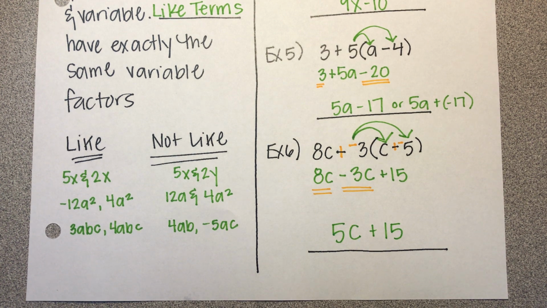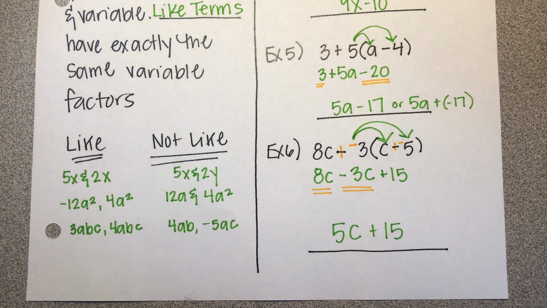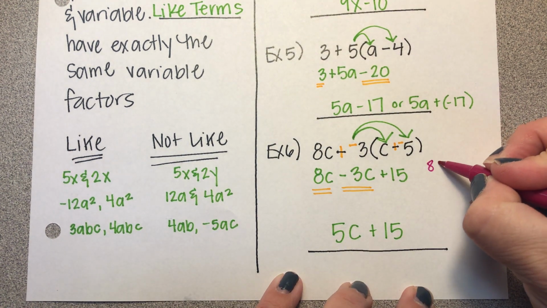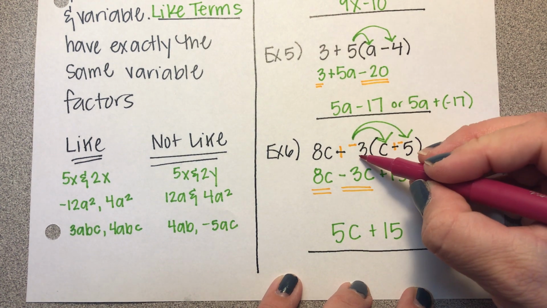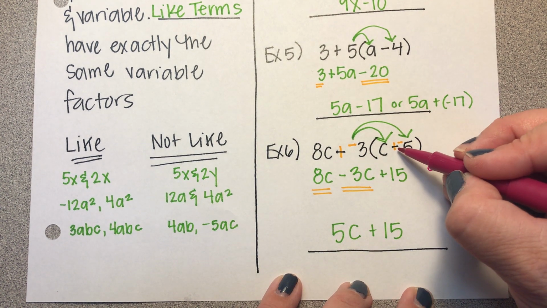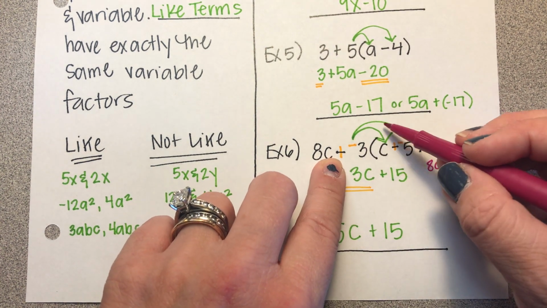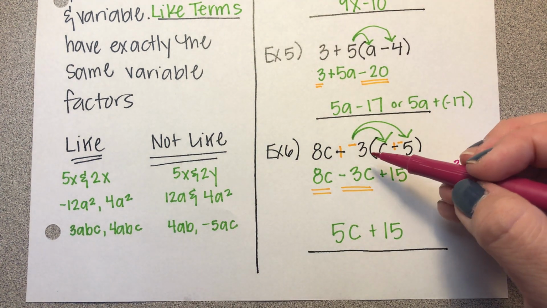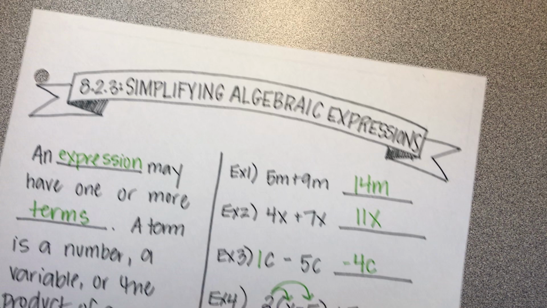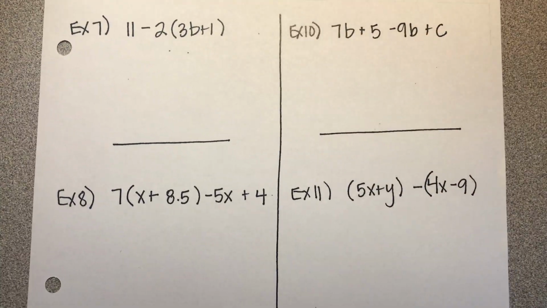The reason keep, change, change is important is otherwise we're going to end up with it looking like 8c minus 3 times c is 3c minus, it's going to be a minus minus, right? So I have to remember that I'm subtracting 3 times subtracting 5. So it's just easier if we can do keep, change, change. Okay, so let's practice that. Why don't you on your own, or pause it, and do number 7. And we'll see how it goes.